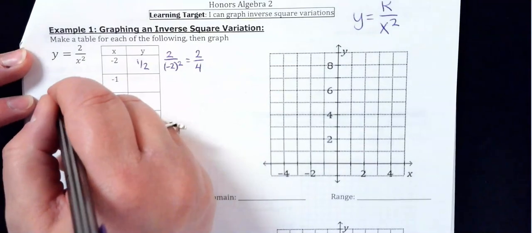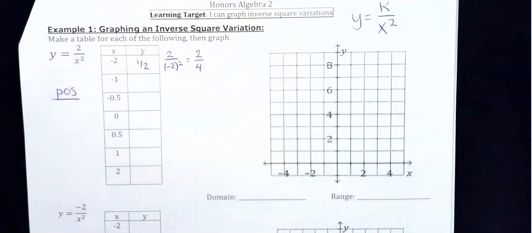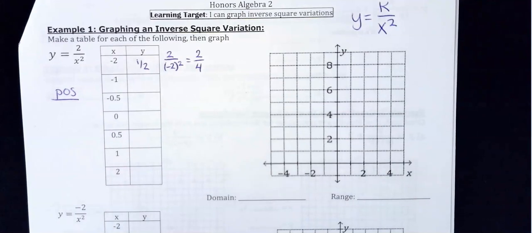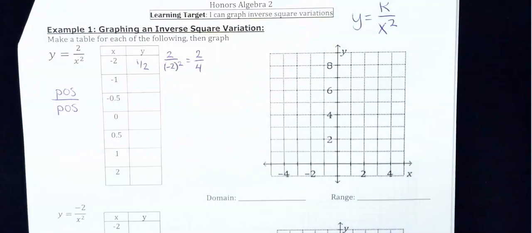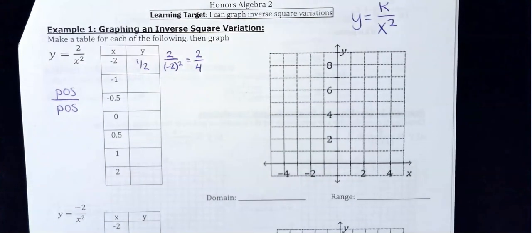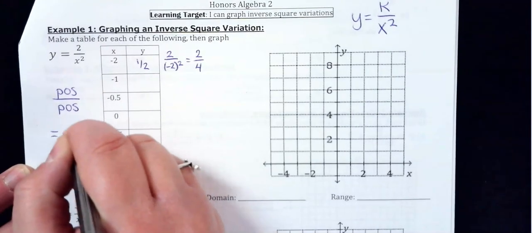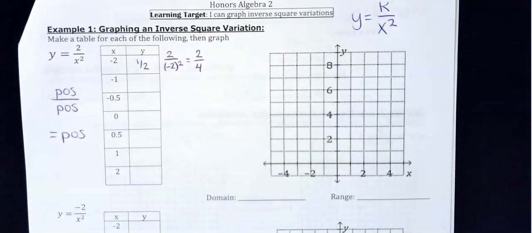But I just want you to think about this for a second. If your k value, for my example here, it's positive 2, but if my k value is positive, and whatever I plug in for x, doesn't matter, negative or positive, if I'm squaring something, it always makes it positive. We will always have a situation in this scenario then where I'd have a positive number divided by a positive number, which is always going to result in another positive number. Okay, so all these values in the table are going to be positive because we're going to square these x values.